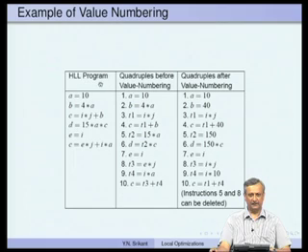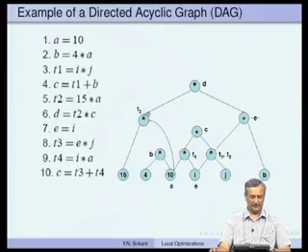Here is a high level language program: a equal to 10, b equal to 4 star a, c equal to i star j plus b, d equal to 15 star a star c, e equal to i, and c equal to e star j plus i star a. If you observe, it is the same program that we saw here. There is no difference.